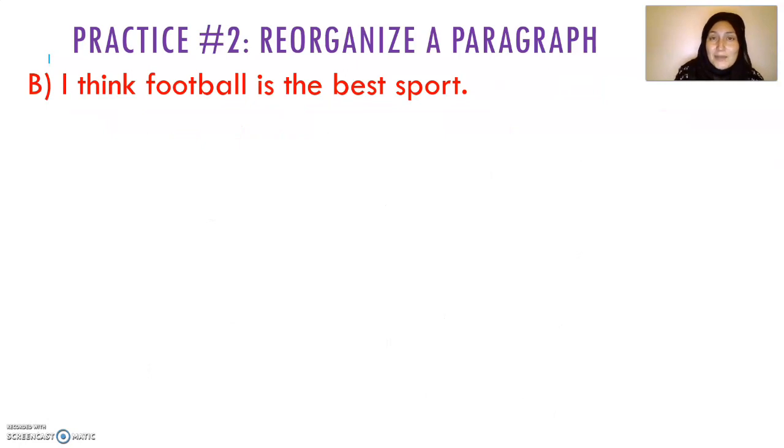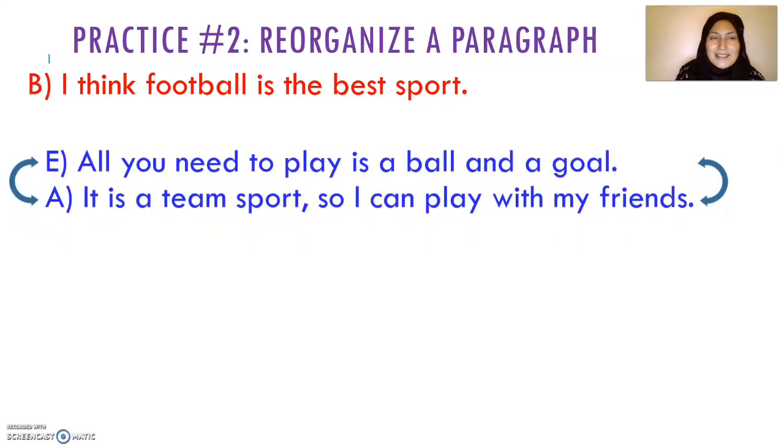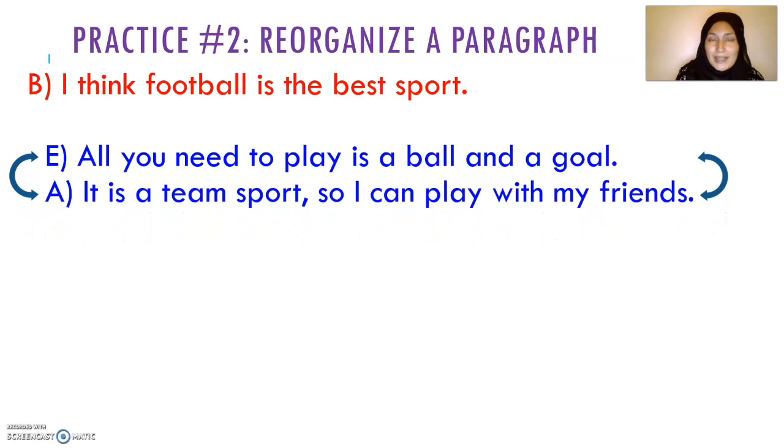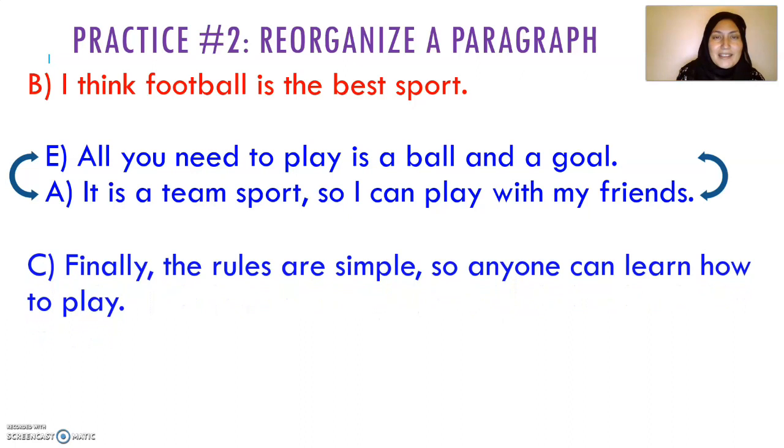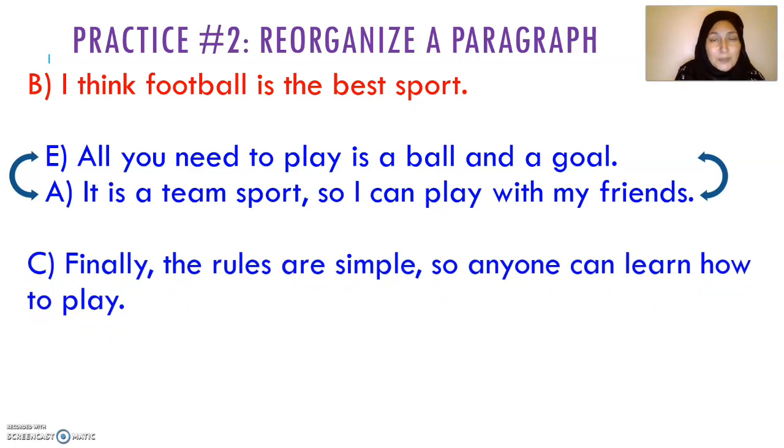The first sentence of this paragraph should be B. I think football is the best sport. With your second and third sentences, though, there's a little bit of flexibility. So if you wrote E or A as the second and third sentences, even if you wrote EA or AE, both of them are correct. But these should be the second and third sentences. However, your third supporting sentence, or the fourth sentence of this paragraph, should be C.